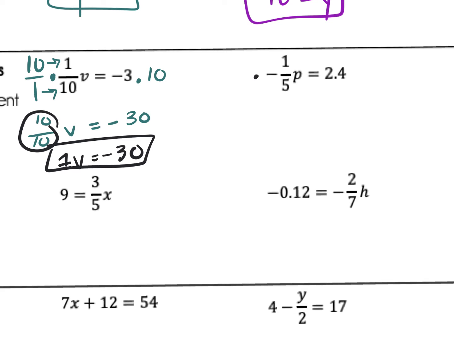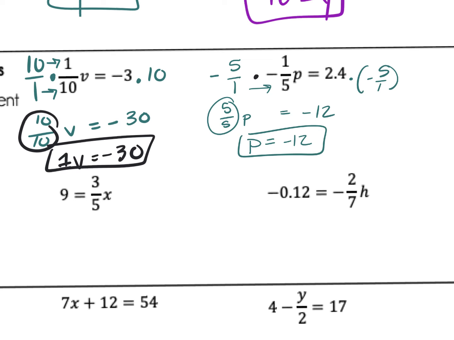Okay, so here, to get rid of negative 1/5 p, I'm going to multiply by negative 5 over 1. So negative 5 times negative 1 is 5. 1 times 5 is 5. I'm going to grab the calculator. So 2.4 times negative 5 is negative 12. 5 over 5 is 1. So P equals negative 12.